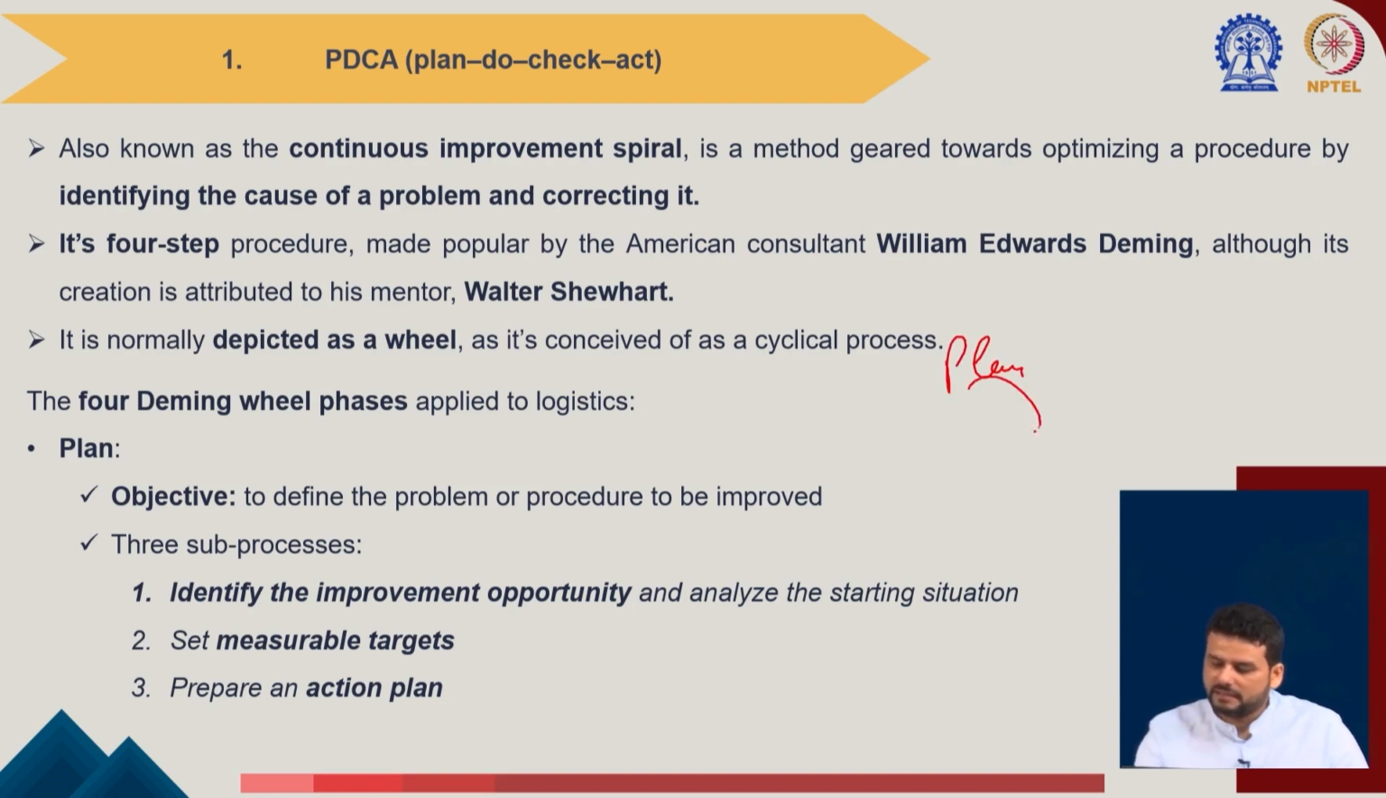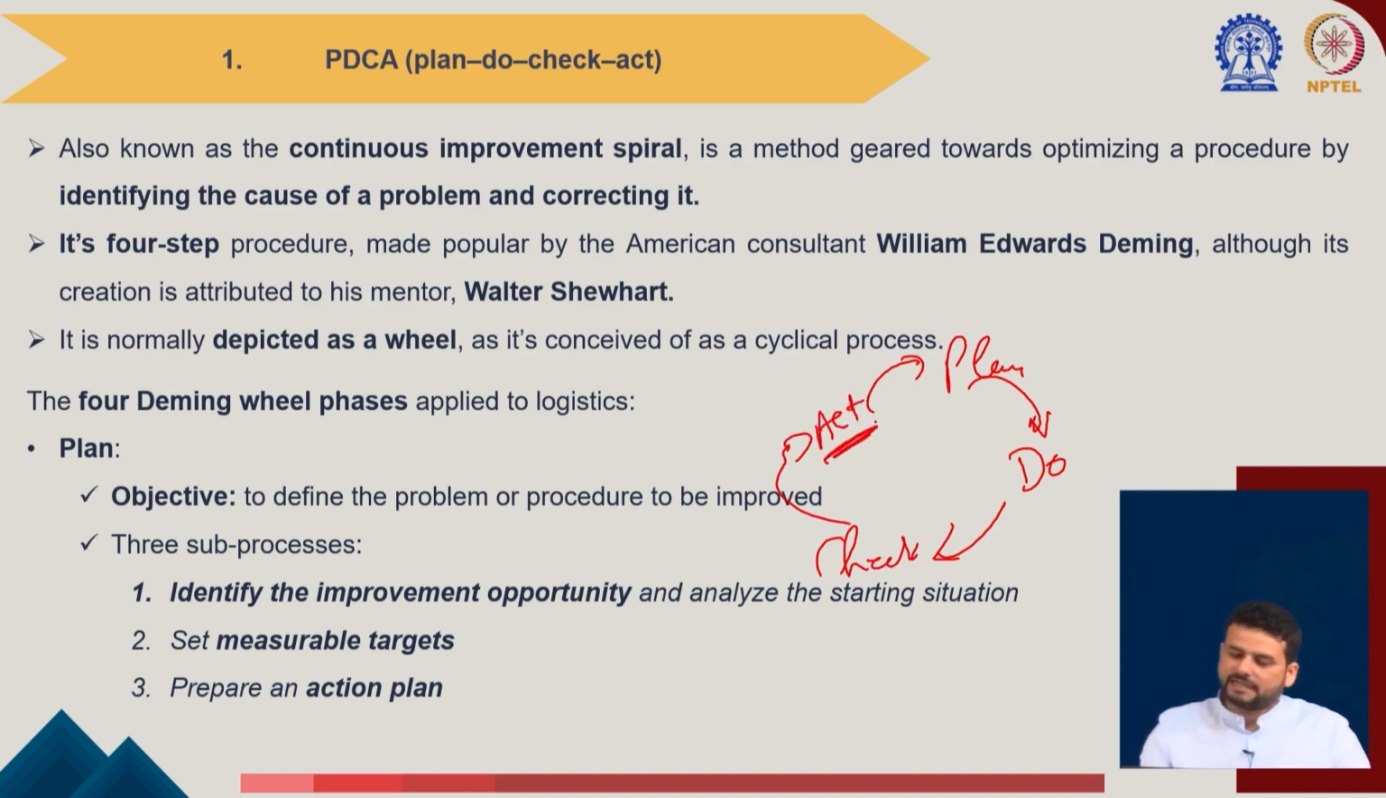We'll first plan, then we'll implement it, then we'll check the results, and then we'll act accordingly. If results are okay, we'll standardize those things, and if it is not okay, again we'll go for the next phase planning, and then we'll do the modifications depending upon the feedback, and then again we'll implement. So this circle will keep on going until that specific problem is resolved. Then we will go for the next problem, and we'll go with this wheel.